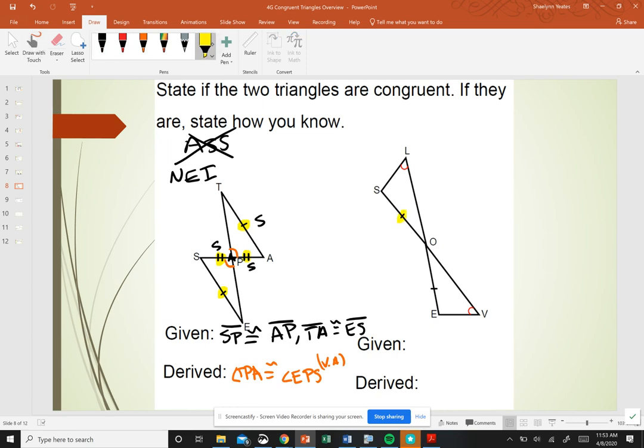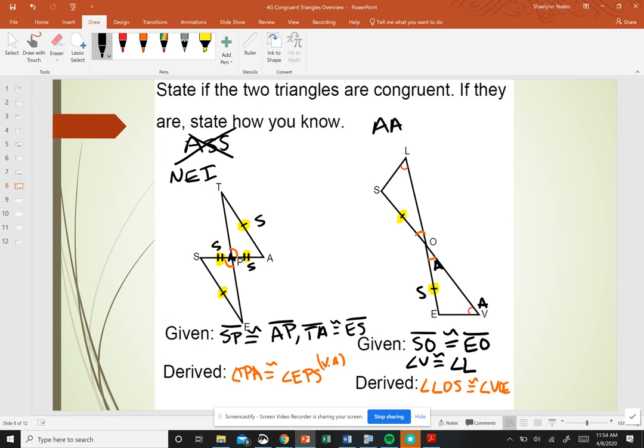So let's see. I've got this side here and this side here marked as congruent. So I can say that SO is congruent to EO. Okay. I can also say that angle V is congruent to angle L. And hopefully you guys saw this before I said anything. This is vertical angles. So I can say that angle LOS is congruent to angle VOE. And right now, this is what I have. I have an angle, side. Now, is that one of the ones that work? Angle, side? Yes. So these are congruent.